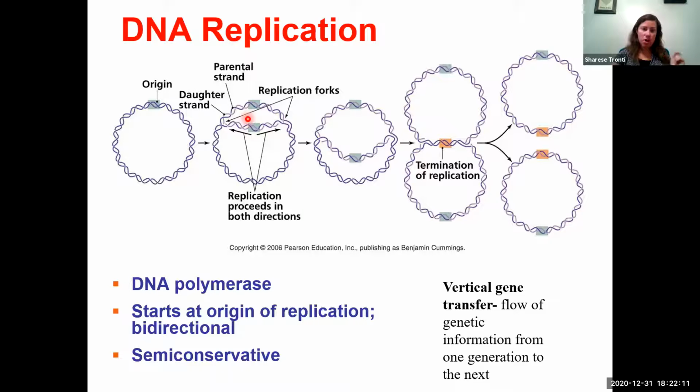So that's going to start again at the origin of replication, going to continue around the entire chromosome till it reaches over here, the termination. Also, let me point out that this is called the vertical gene transfer. That's the flow of information from one generation of cells to the next generation of cells. So that's why it's a vertical gene transfer. Make sure you know that key term.